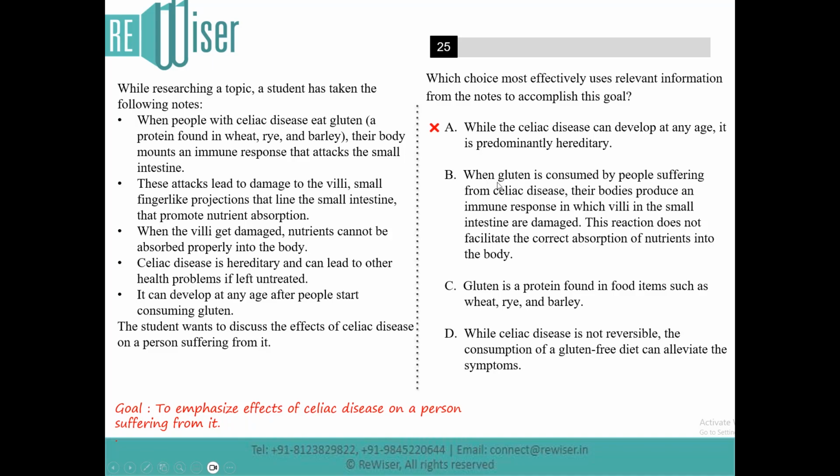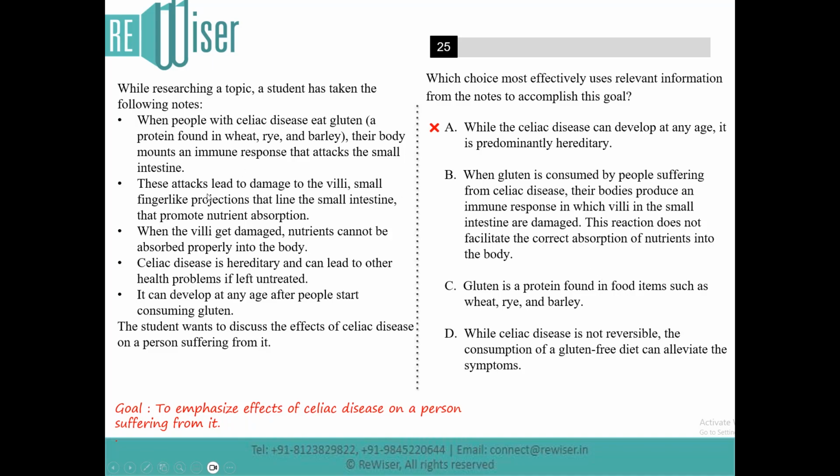Moving on to option B: when gluten is consumed by people suffering from celiac disease, their body produces an immune response in which villi and small intestines are actually damaged. This reaction does not facilitate the correct absorption of nutrients into their body. Now, B answers the question correctly because it talks about the effects of celiac disease, right?